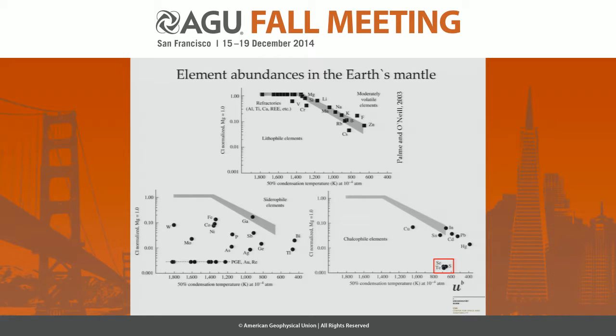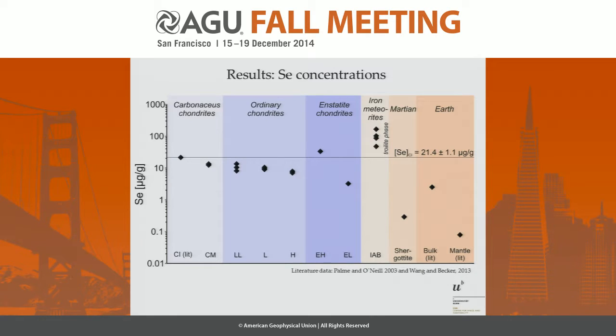Now I'm coming to our results. So here you can see the selenium concentrations which we observed in these different chondrite groups and also from the differentiated planets. I also plotted some literature data for the CI group and for the bulk Earth and the mantle value. And what you can see is that we nicely reproduce the depletion trend of selenium when compared to the CI value. So we observe a depletion of selenium of up to a factor of 10.